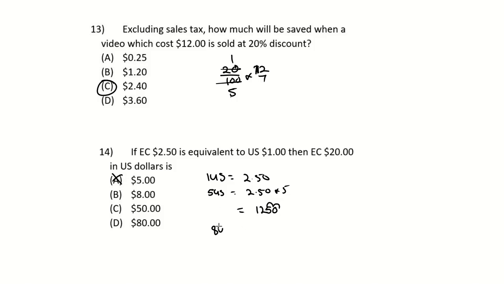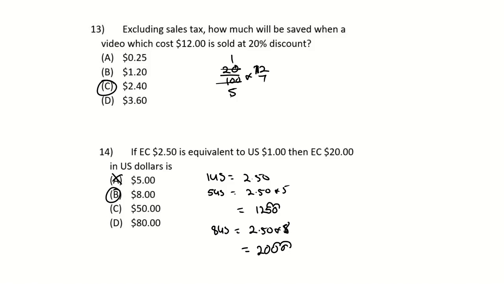Then 8 US would be $2.50 multiplied by 8. Right? 25 by 8 is 200. You add a 0 and you carry it back 2 places. So the answer would be B. Right?